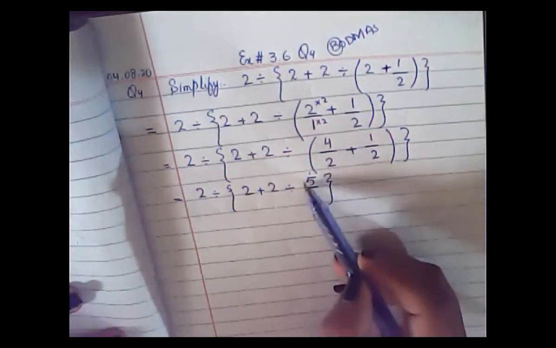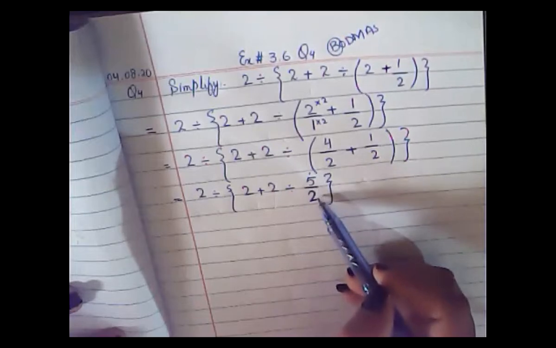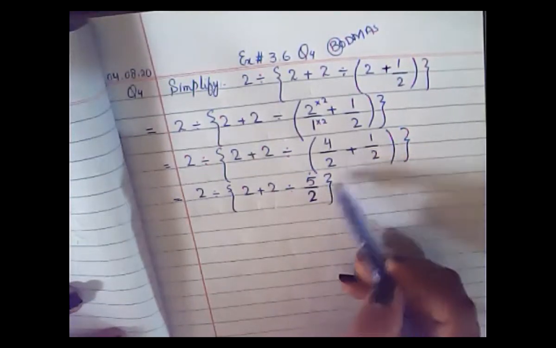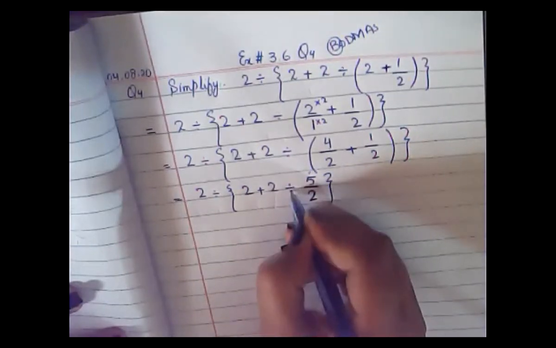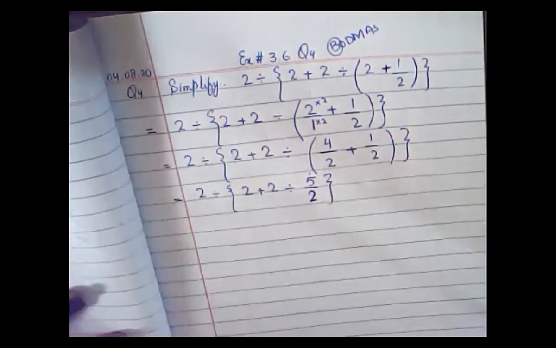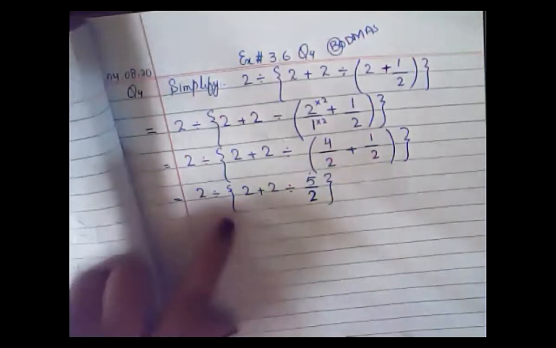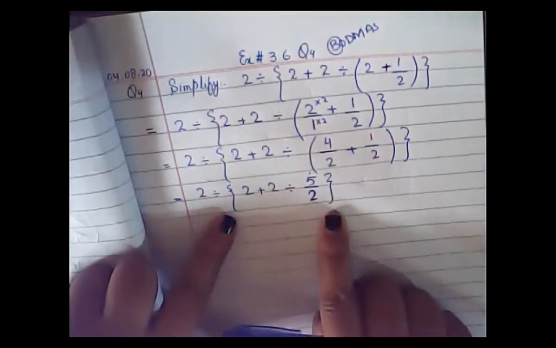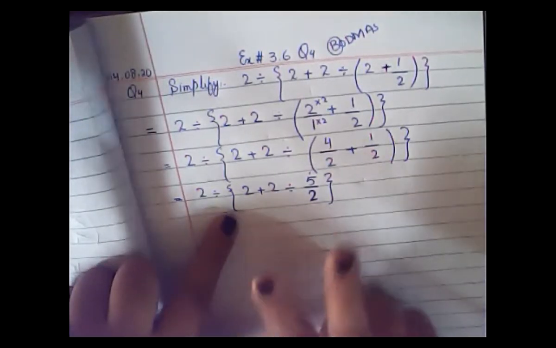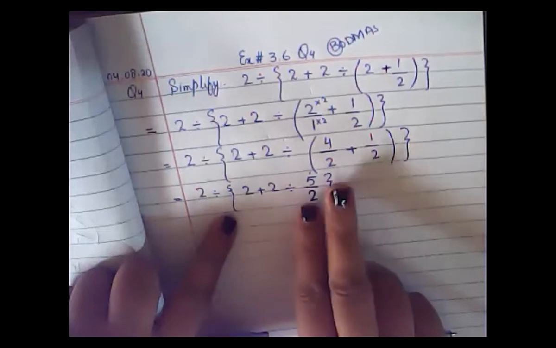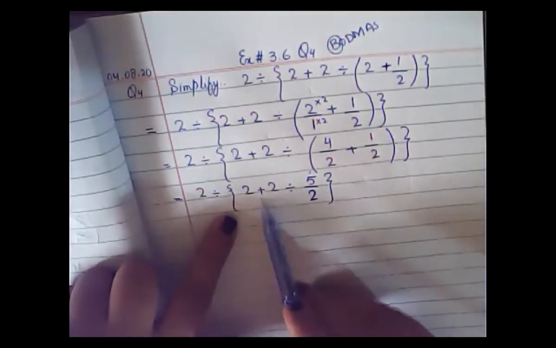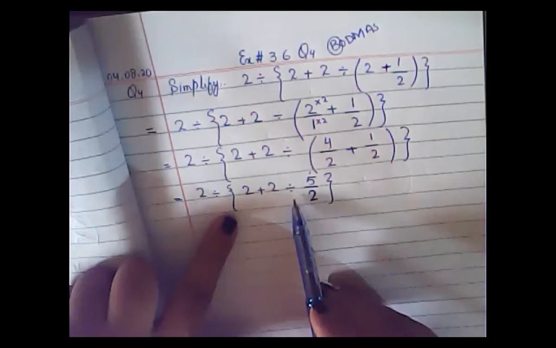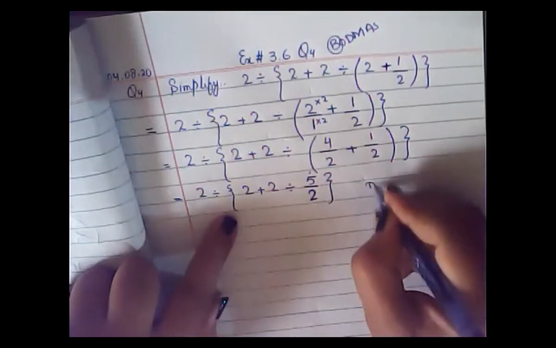Now I'm not going to place the round bracket here. Why? Because my bracket has been completely solved here. So simply I will write 5 upon 2 divide 2 plus 2. Now if you look very carefully, what do you have? The curly bracket, and inside the curly bracket you have two operations. How many operations are there? You have two operations. First operation is addition and the second operation is division, according to the DMAS rule.